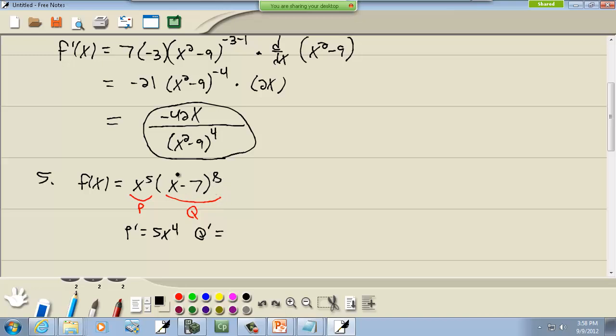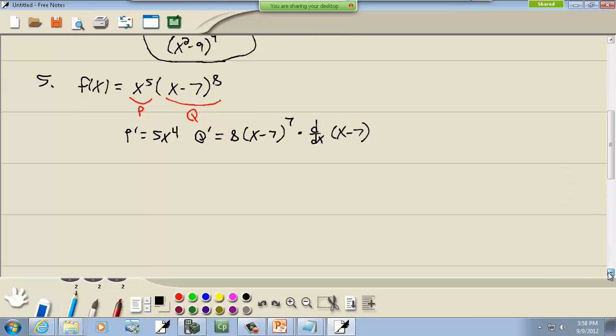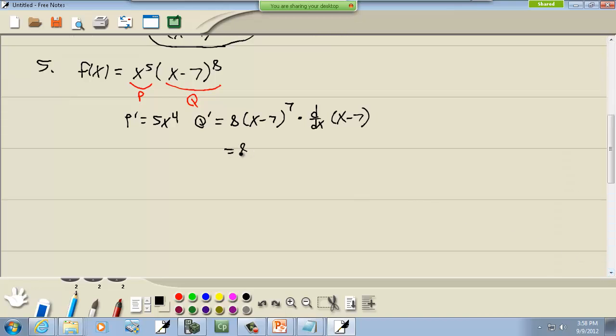So I've taken, because we got more than just x to a power. So I'm going to take my power, put it out in front. What's inside the parentheses remains as is. Lower this by 1. And then multiply it times the derivative of what's inside the parentheses. So that gives us 8 times (x minus 7) to the 7th power times the derivative of that is 1. So that just gives us 8 times (x minus 7) to the 7th power.